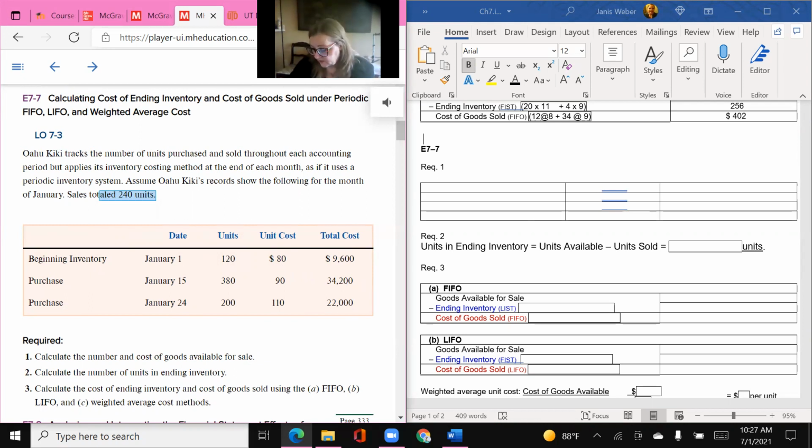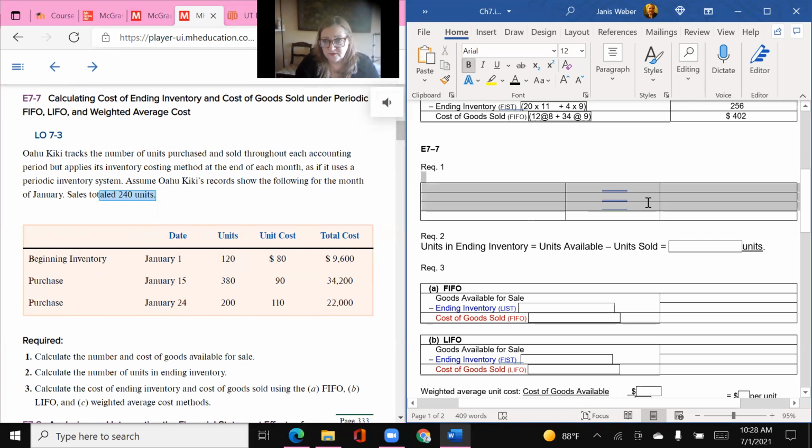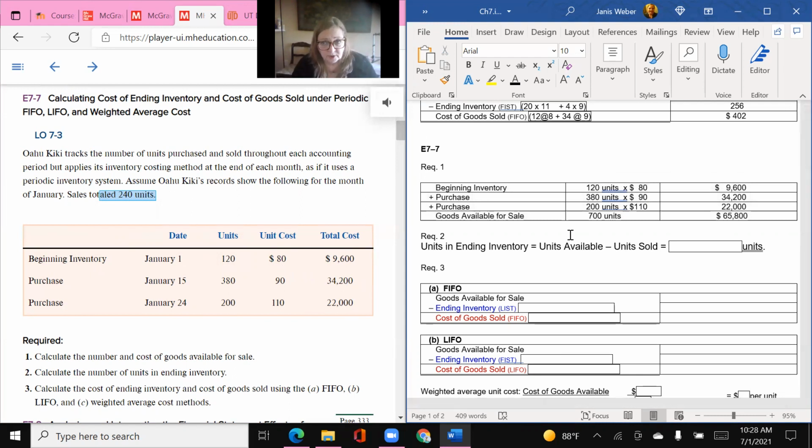So E77, we're going to come up with the goods available for sale, same way we did on the previous problem, and the number of units available. This problem is almost identical to the one we just did, just different numbers. Okay, so when you take the beginning inventory plus the purchases, you get goods available for sale of 65,8.